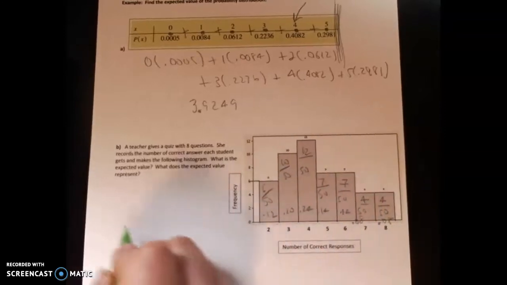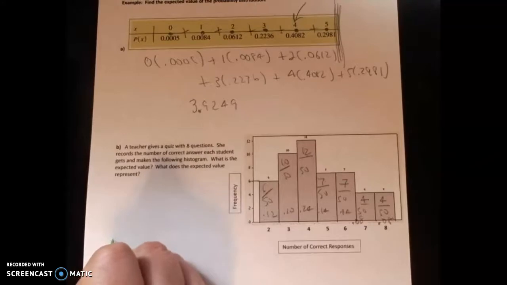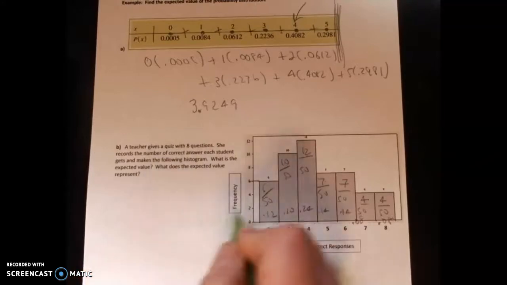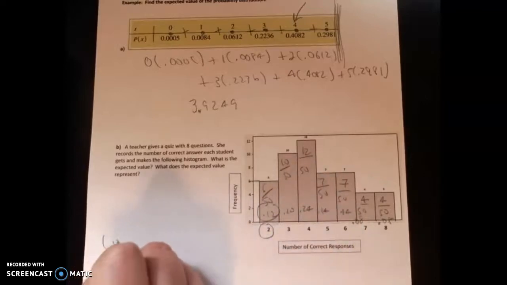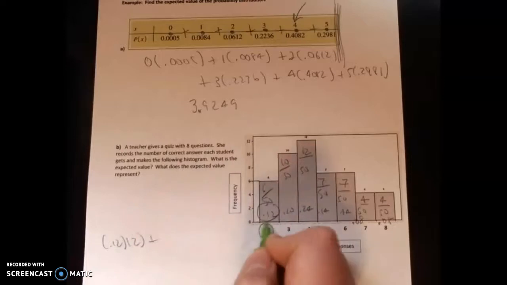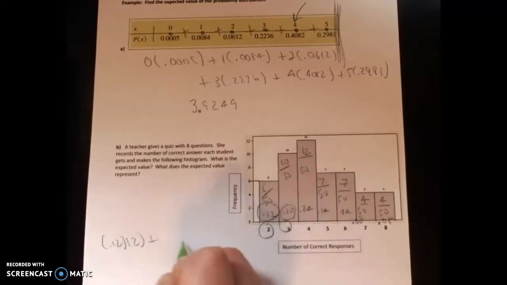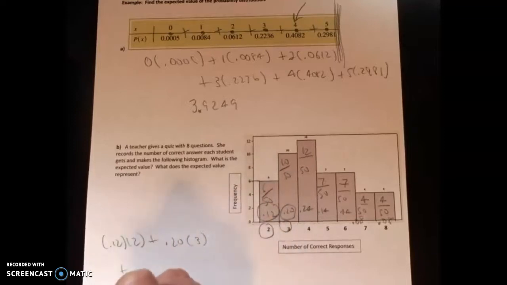All right, so what's your expected value? What would you expect? So you take the probability times value. So here's your probability. Now, what's the value? They got 2 right. That's the value. So 12% of the people got 2 right. 20% got 3 right. Okay, so just take the probability times the value.